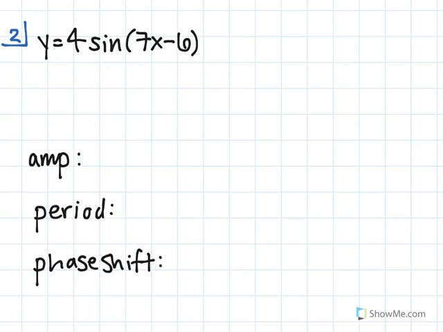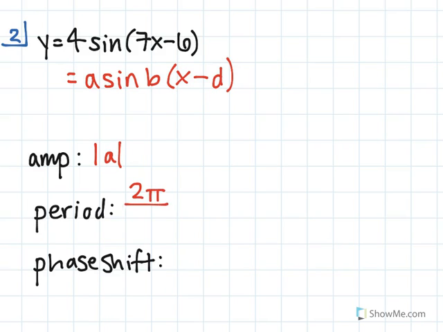In this question, we're given the function y equals 4 sine of 7x minus 6. We're then asked to find the amplitude, period, and phase shift. So remember, if you have a function in the form a sine of b times x minus d, your amplitude would be the absolute value of a, your period would be 2 pi over b, and your phase shift would be d.